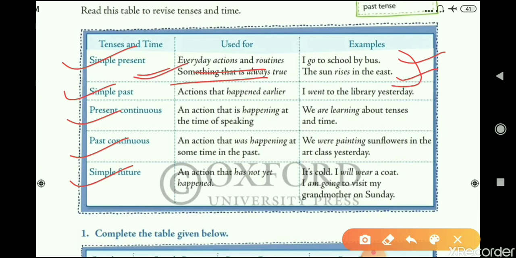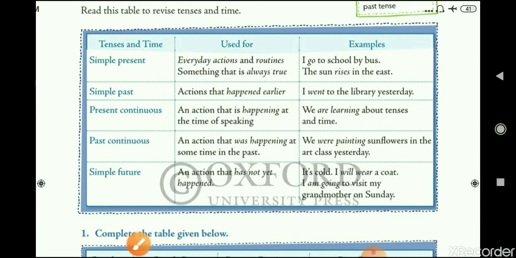Now simple past is used for actions that happened earlier. All of you know what is past. So these are the actions. Simple past is used to tell the actions that happened earlier. For example, I went to the library yesterday. Yesterday means एक दिन पहले. ठीक है. So it is an example of simple past.